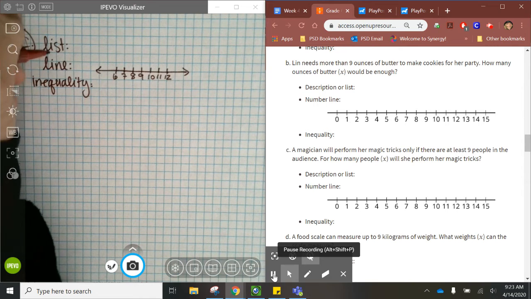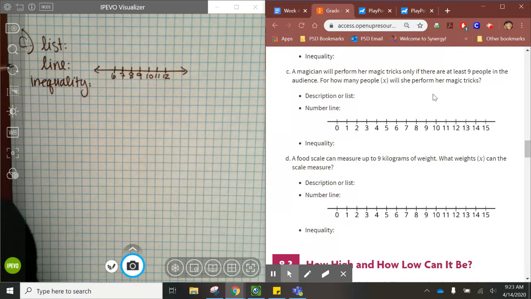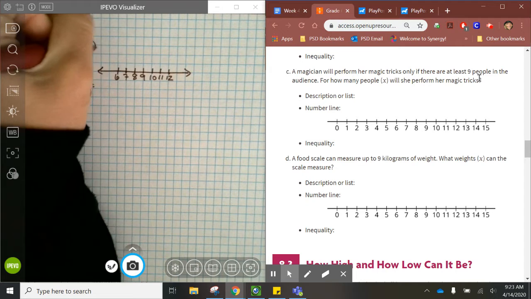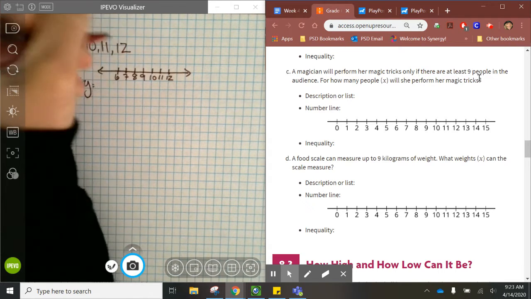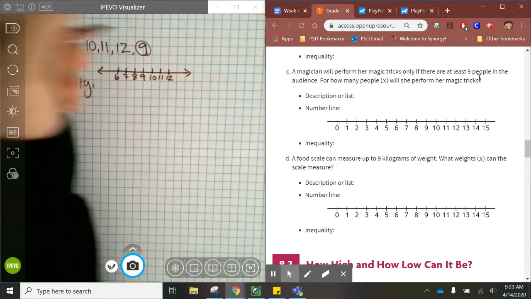Okay, so I've set this up. I'm going to do my list of numbers that'll work, the number line that shows that. We're going to talk about closed circle and open circle, because sometimes you'll see both, and an inequality that matches that. So I'm reading on for C. A magician will perform her magic tricks only if there are at least 9 people in the audience. For how many people will she perform her magic tricks? So at least 9 would be 10, could be 11, could be 12. Now let's consider 9. Is 9 at least 9? Yeah, so in this case 9 works.